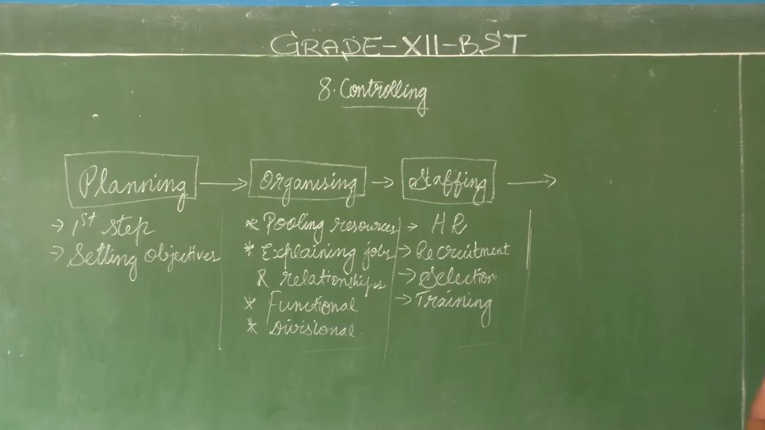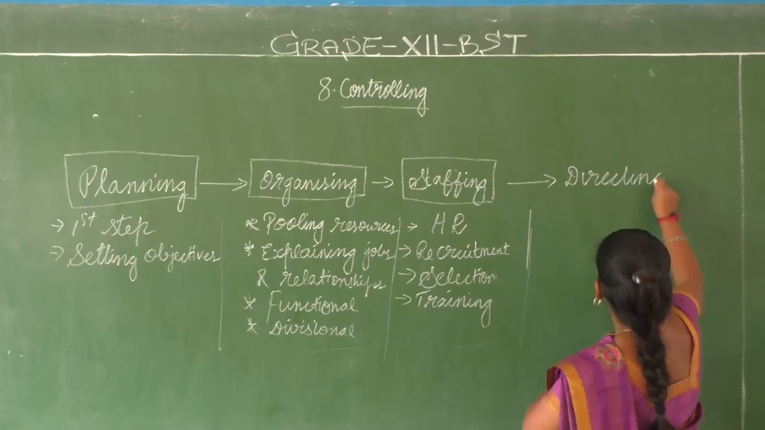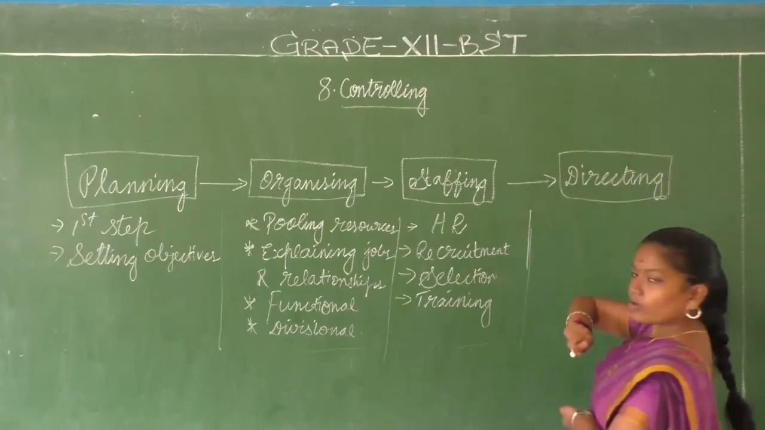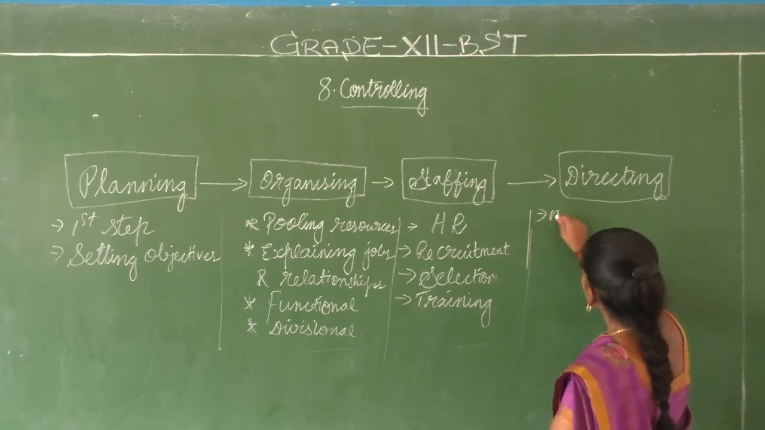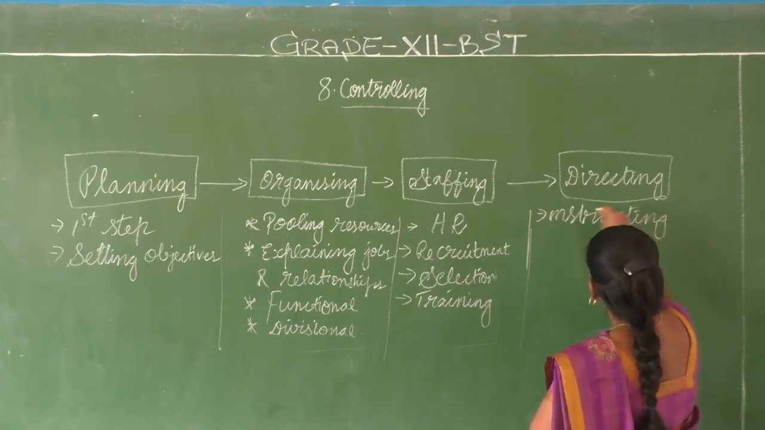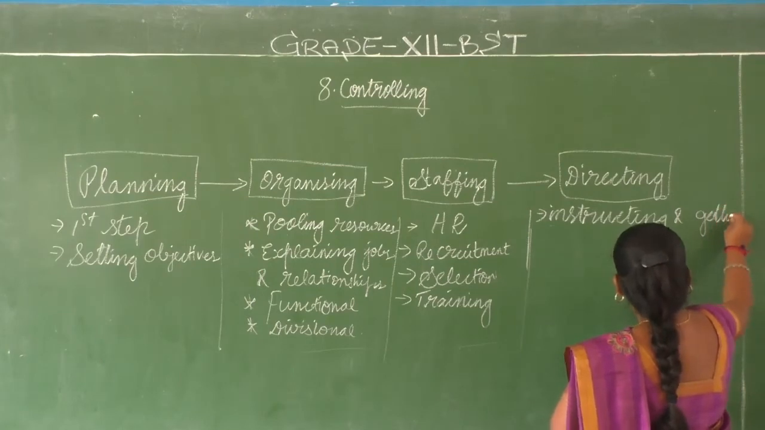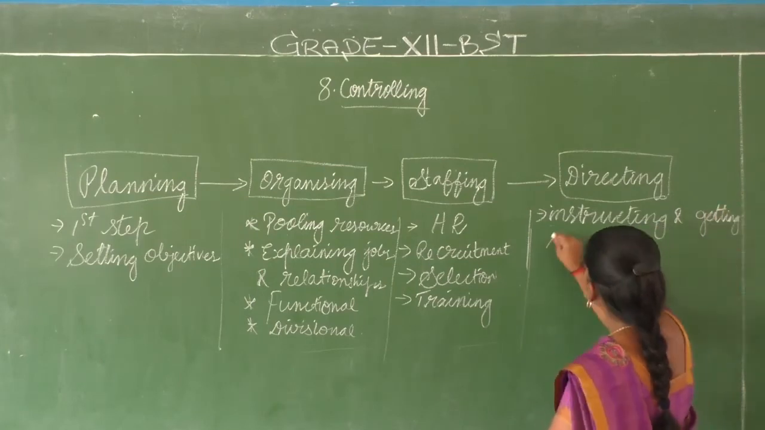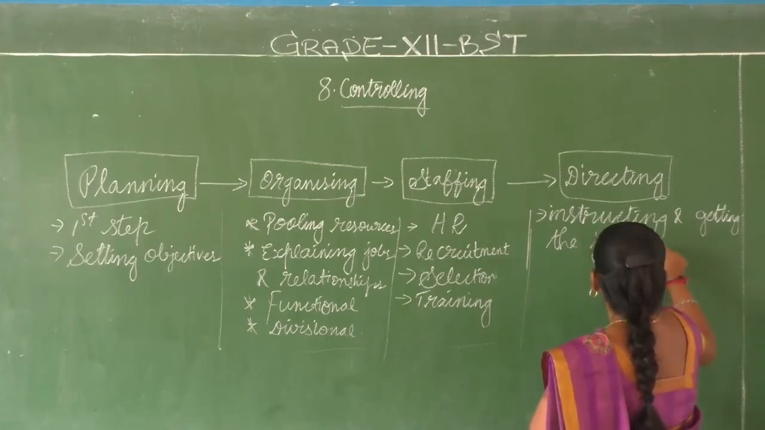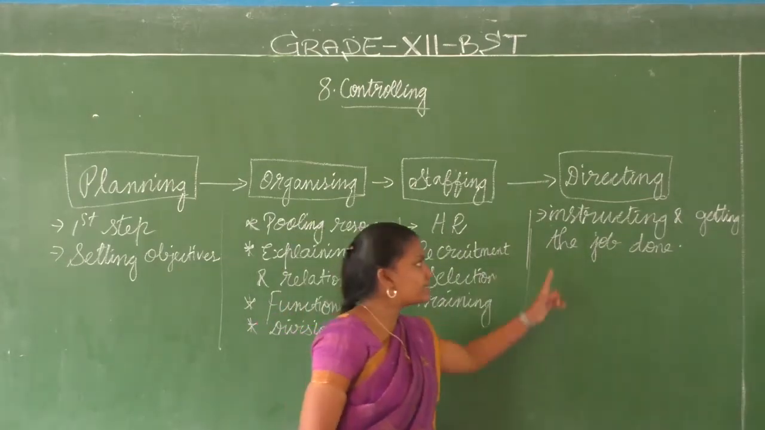what was the next chapter that we have discussed? Directing. So what is about directing? Instructing. Getting the job done. Getting the job done is also called directing.